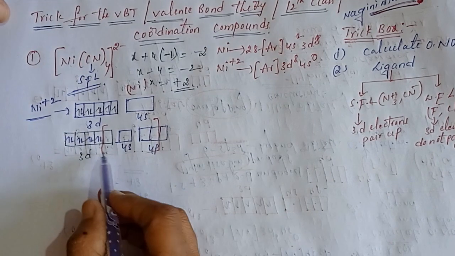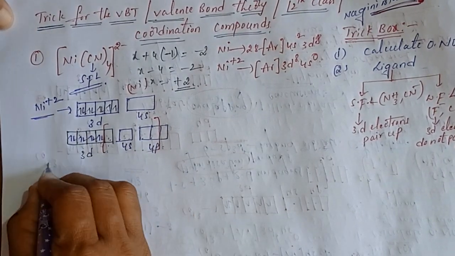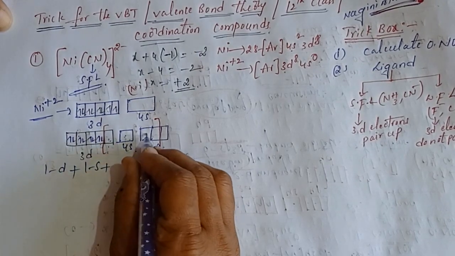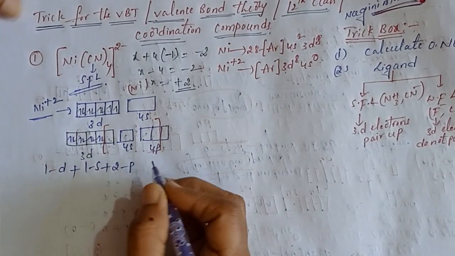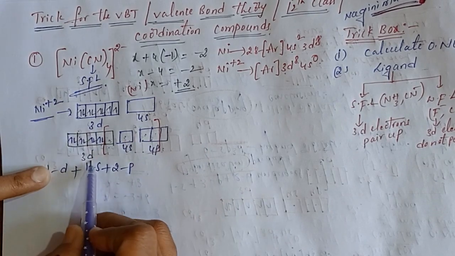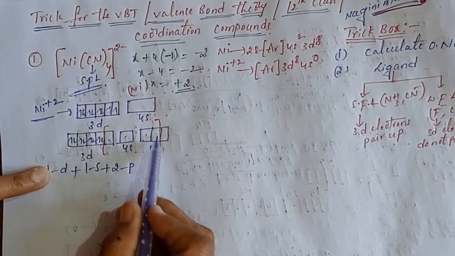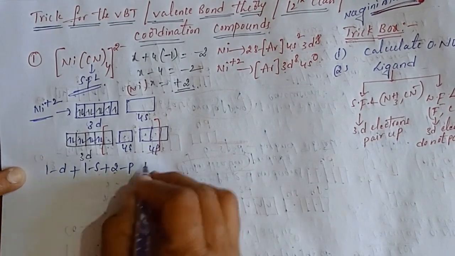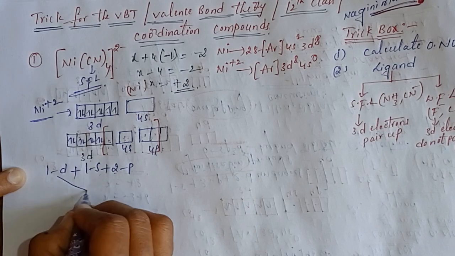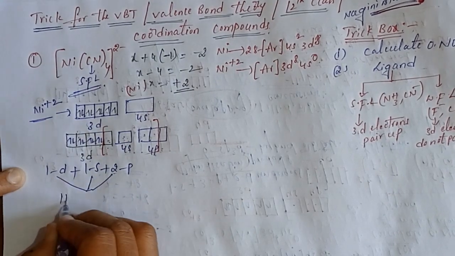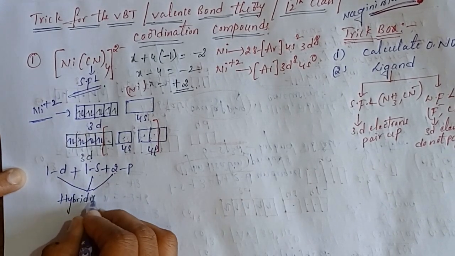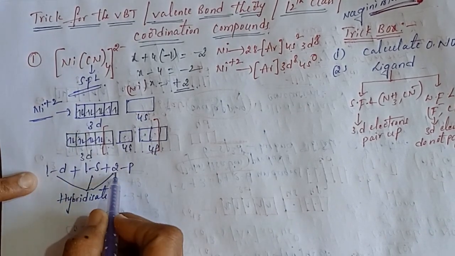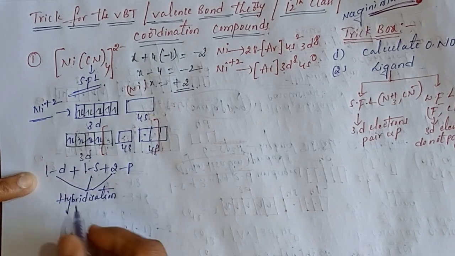So that means here 1 d orbital plus 1 s orbital plus 2 p orbitals, total 4. These orbitals are undergoing hybridization, students. Are you clear? Total how many? 1 plus 1 is 2, 2 plus 2 is 4, 1 2 3 4, total 4 now.